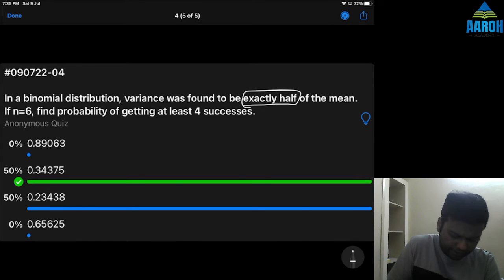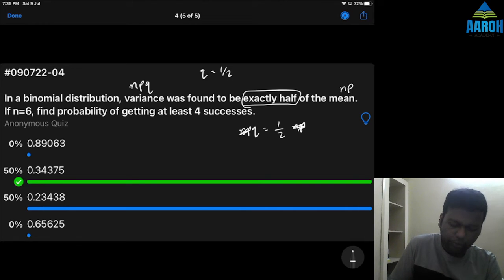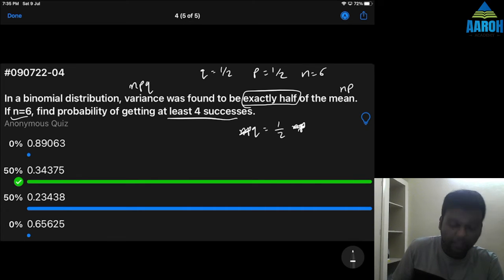Next. In a binomial distribution, variance was found to be exactly half of the mean. Variance is npq, mean is np. So they are saying variance was half of mean. Okay, so if we cancel np, that means q is half, right? q is half, that means p is also half. In the next line, they have given n is equal to 6, and find probability of getting at least 4 successes. At least 4 means what? We want 4 or more than 4. So probability that X is greater than or equal to 4.